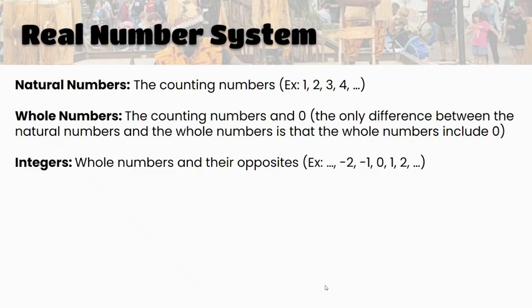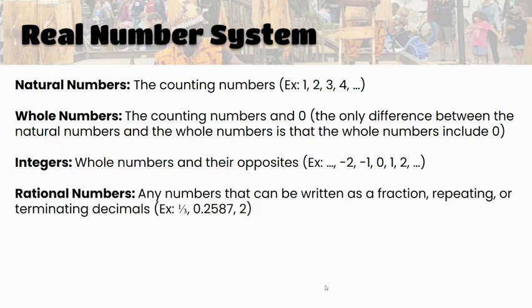Integers are whole numbers and their opposites. So we have -2, -40, 300, 12, anything like that. Those are all integers. So looking at this trend so far, natural numbers are also whole numbers. Whole numbers are also integers, so we're just going to build off each other.